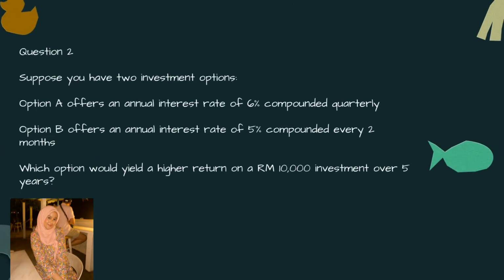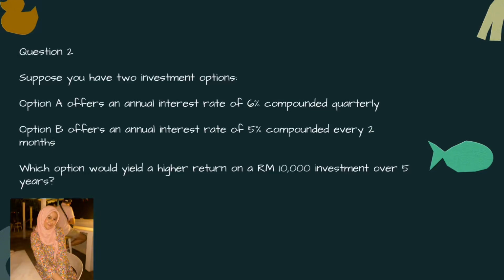Now, let's answer question 2. Suppose you have 2 investment options. Option A offers an annual interest rate of 6% compounded quarterly. Option B offers an annual interest rate of 5% compounded every 2 months. Which option would yield a higher return on a 10,000 ringgit investment over 5 years?